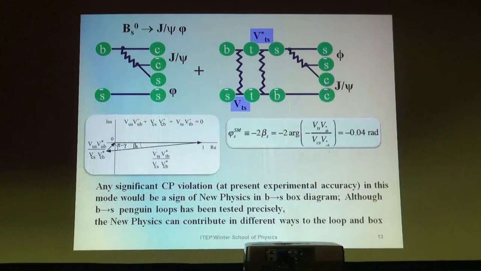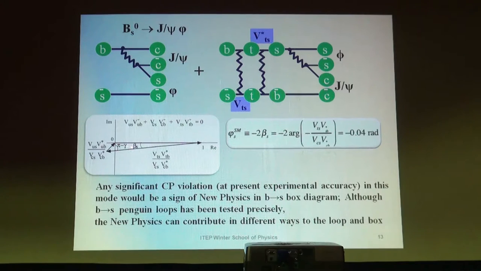Another example where we can study something very similar is this loop, which is not a penguin, this is just a box diagram. If we do this for the B_s meson, it's very similar to B to J/psi K short. But in the case of B_s mesons, this unitarity triangle has two sides which are very long and one which is very small.